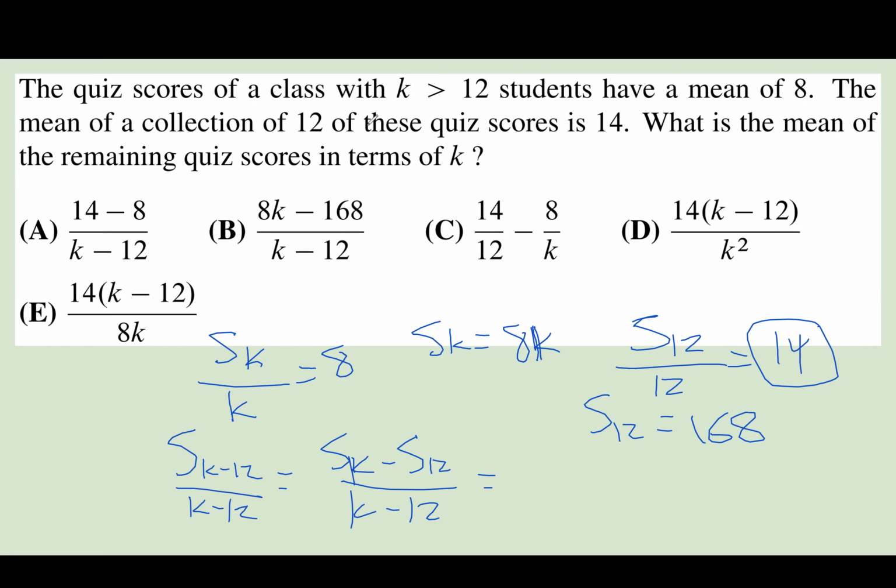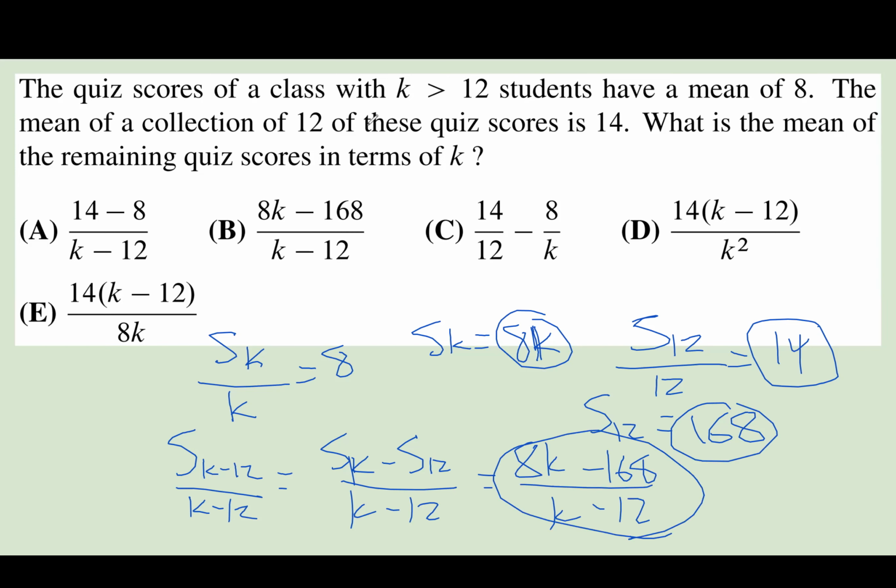But what's S sub K? S sub K is 8K, and S sub 12 is 168, all over K minus 12. Does any of the answer choices look like that? Choice B. So B is our answer.